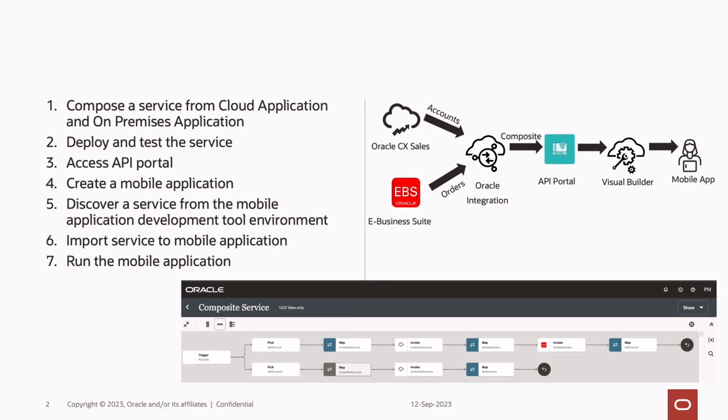We will use an integration that provides an API for listing accounts coming in from Oracle CX Sales and B2B Service, and compose it with a query for orders from Oracle Business Suite. We will show the deployment and test of the integration service. An external developer will log into the API portal, discover the integration API registered there, and use the API to create a mobile application.